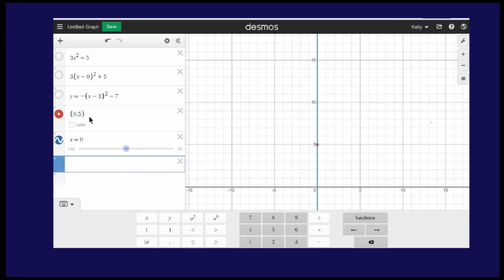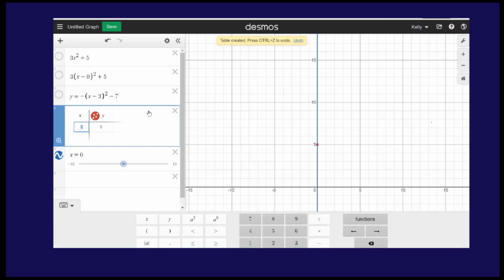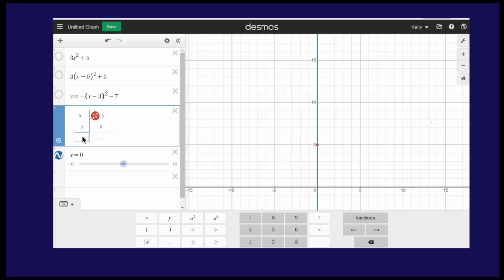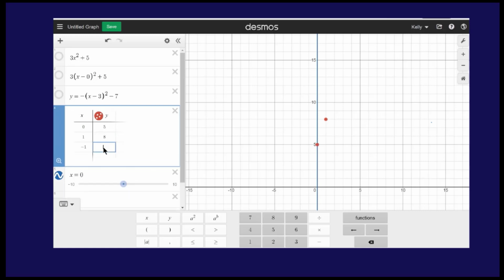So now I'm going to make a table out of these values, and I'm going to plug in values that I think fit along the lines of this particular equation. So I'm going to go a little to the left and a little to the right. So I'm going to go with 1. So I'm going to type in 1. And 1 squared is 1, times 3 is 3, plus 5 is 8. Okay? And so I'm 1 away from this axis of symmetry, so I'm going to go 1 the other direction. So I'm going to say -1. So it's (-1, 8).